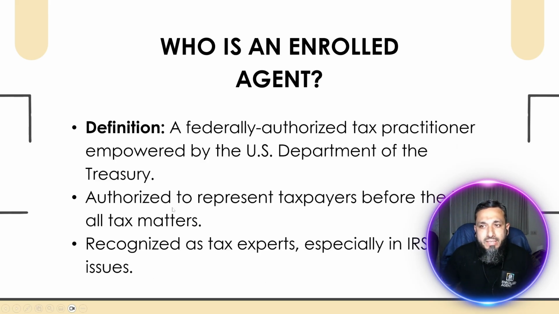And also, an enrolled agent is authorized to represent the taxpayer before the IRS for all tax matters, whether it is for a refund or any kind of audit or something like that. And third, last but not least, is to be recognized as a tax expert, especially in IRS related issues. So if any taxpayer is having an issue with a tax or a refund and wants help filing the tax return, the enrolled agent is the person a taxpayer can approach for that kind of tax expert facilities.